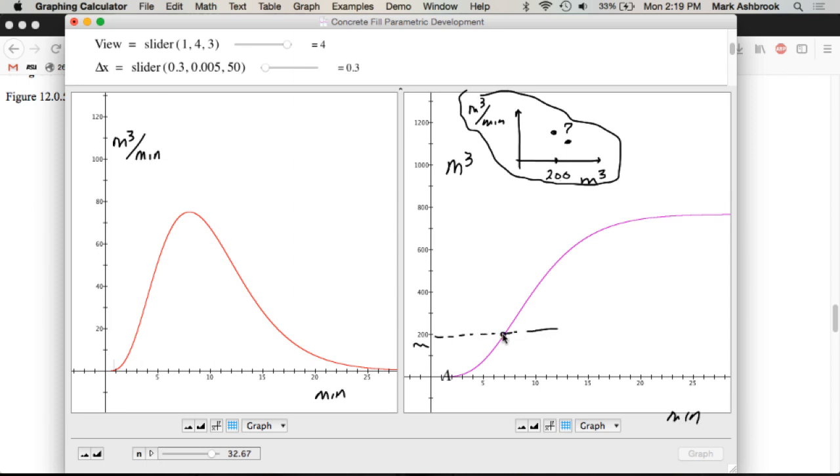Uh huh. And then you mark that minute, remember what that is, and then you go back to the left graph. So about 7 minutes. Yeah. And then go back to where 7 minutes is here, and then go up and match that. And that gives us this point. The y-coordinate gives us the rate. So the rate is about maybe 72 or something.